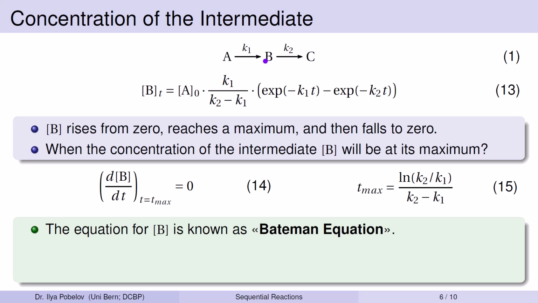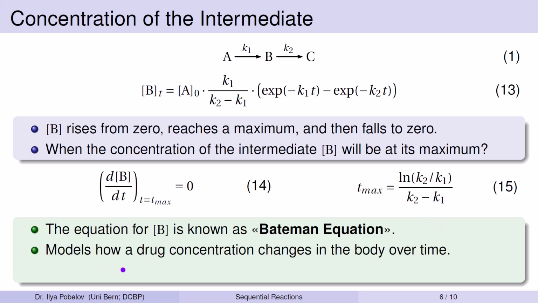Here we would also like to mention that the equation describing the concentration-time curve for an intermediate in a sequential reaction is known as the Bateman equation in some fields of science, such as pharmacokinetics. In pharmacokinetics, the Bateman equation is employed to model how a drug concentration changes in the body over time, considering both the absorption phase, where the drug concentration increases, and the elimination phase, where the concentration decreases.